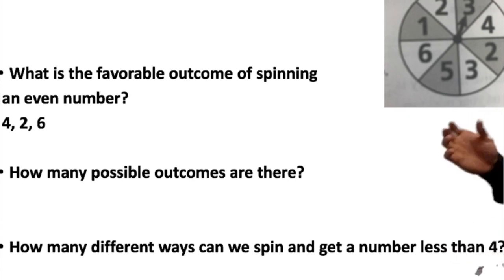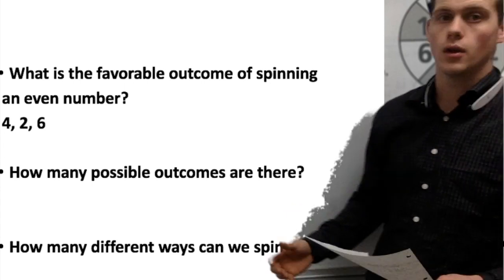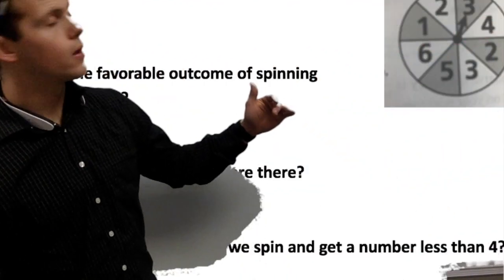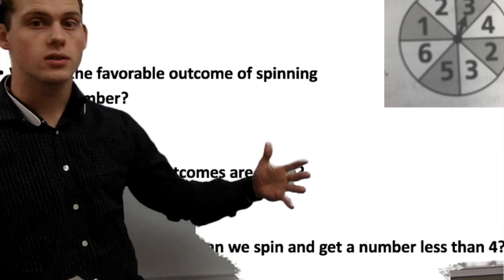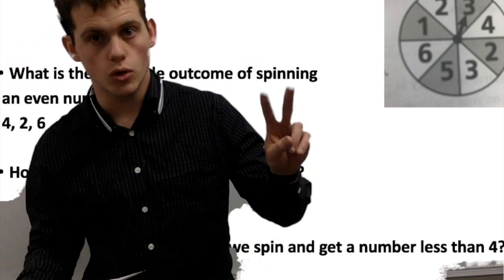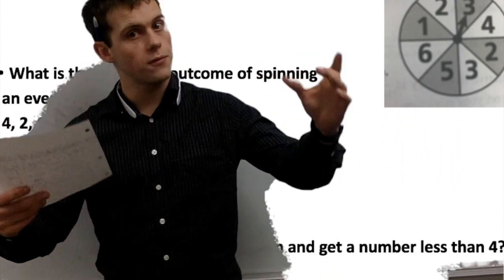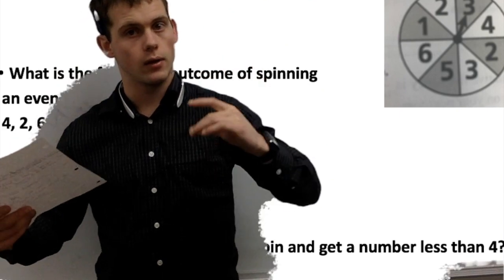So our next question is, how many possible outcomes are there? And if you look at our spinner, you can see that our spinner is cut into 8 pieces. So therefore, we have 8 different outcomes. Even though 2 and 3 are repeated, it's still a different outcome if they hit a different tile.